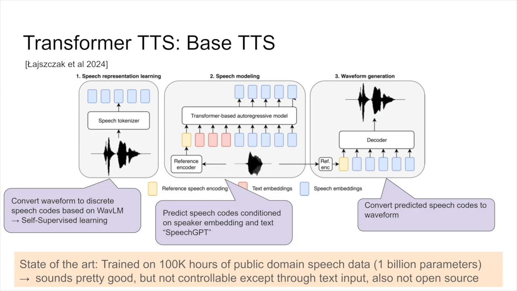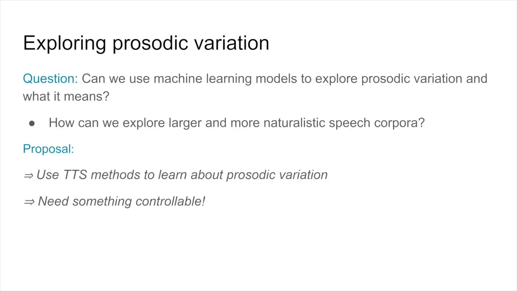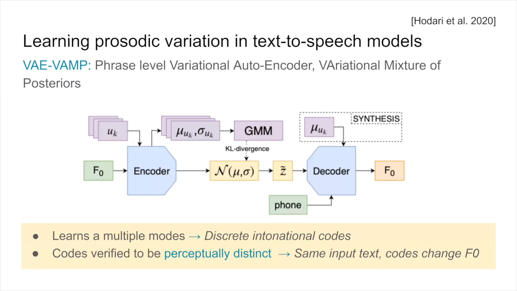Okay, so that's that. It's good, but we'd like to be able to do something a little bit more fine-grained to figure out what's happened and use it for research into how we actually process different modalities. So one question we have is, can we use these models to explore prosodic variation? And can we use them to explore specifically more naturalistic speech corpora? To do that, we want some TTS system, but we also want some control so that we can do perception experiments, varying things and seeing what effect they have on the listener.